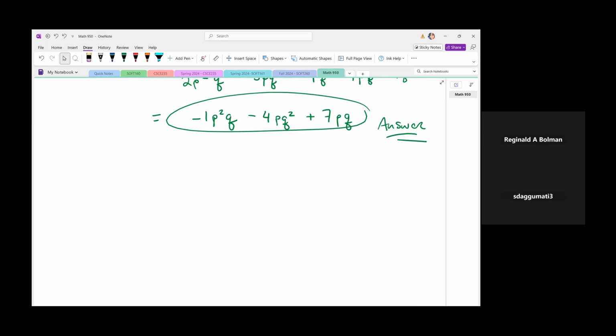Okay, so section 5.2 deals with multiplying polynomial expressions.